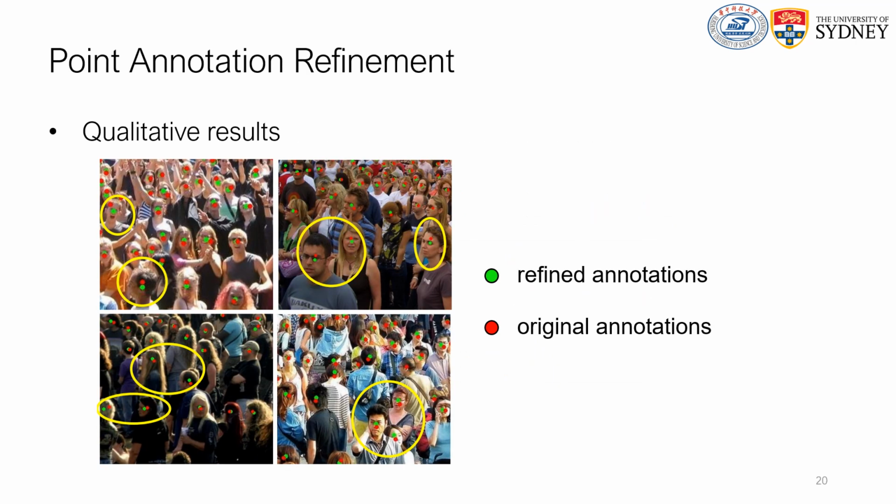Another interesting application of PET is point annotation refinement. We observe that PET can distinguish noisy annotations and calibrate these points to the center of the head. This could be useful for tackling annotation noise.